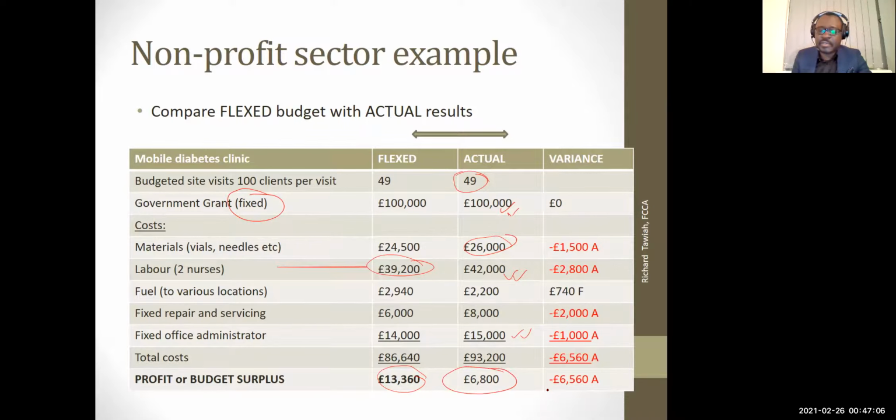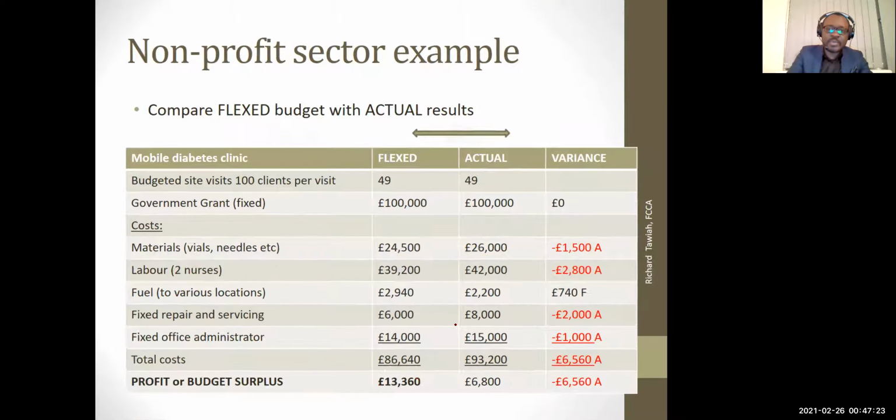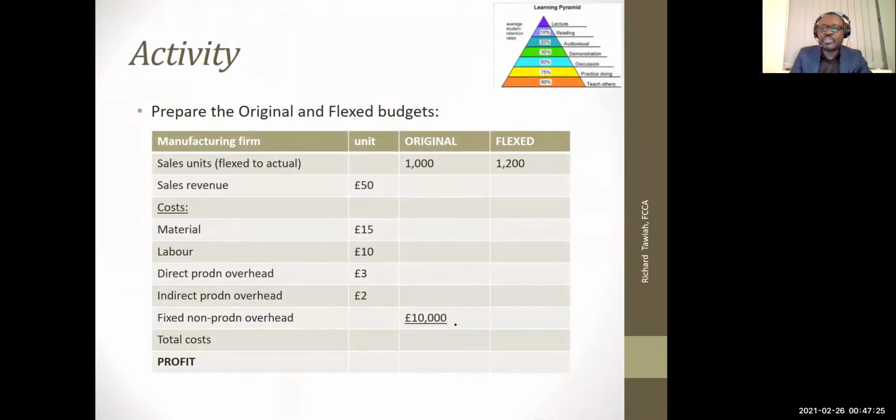So again, there was a shortfall in terms of the actual variance, the actual profit that we made. Surplus. Let me not use profit. Profit is more for profit making. We made a surplus of 6,800 from the grant received from the government. So we need to provide explanations why those drops, why those increases. Okay, those are the main things.